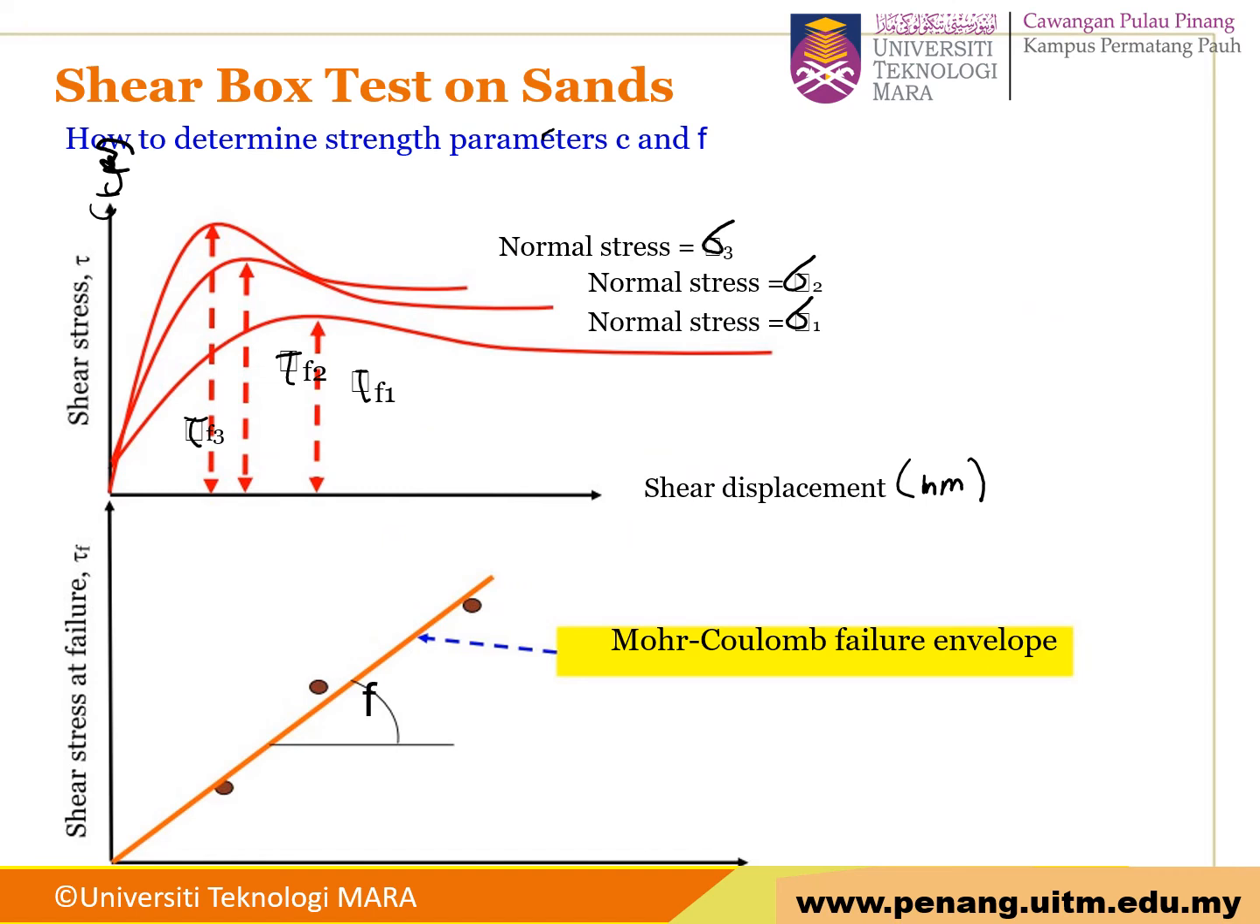Alright guys, look at this shear box test on sand: how to determine the strength parameters, cohesion and also angle of friction. This is shear stress versus shear displacement or strain. When we apply the horizontal stress, or shear force, the shear stress will increase and the shear displacement also increases. After that the soil fails, so the value of shear stress will reduce, and the displacement continues.